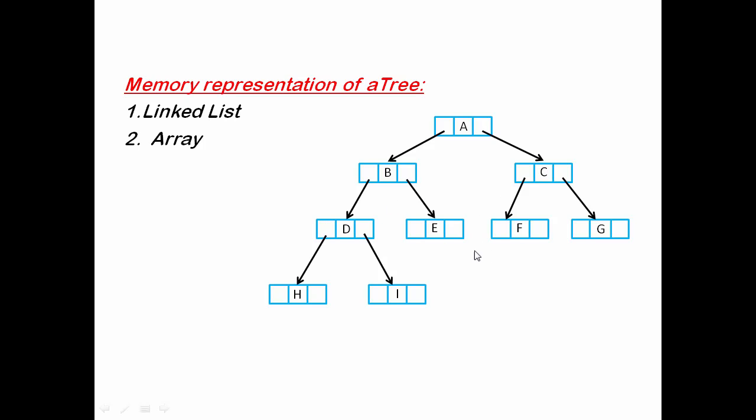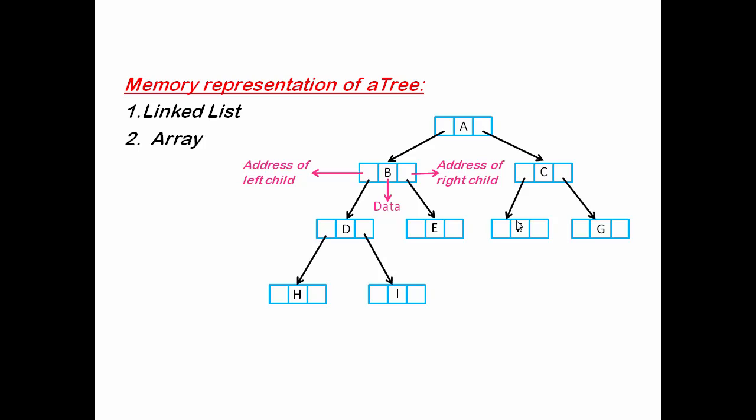This is the linked list representation of a tree. Each node contains 3 fields. Middle field contains data, left field contains the link or address of the left child, and the right field contains the link or address of the right child. Since it is a binary tree, that's why it has at most 2 links.